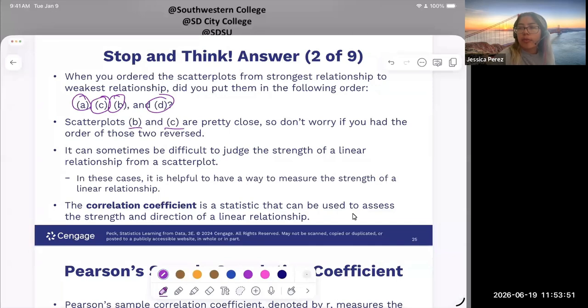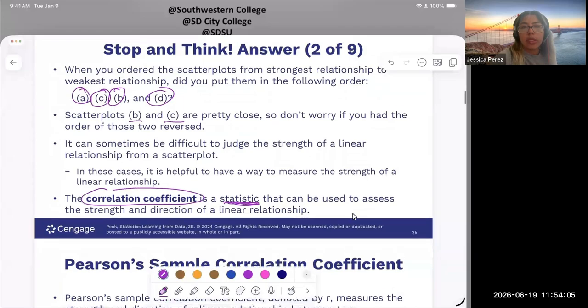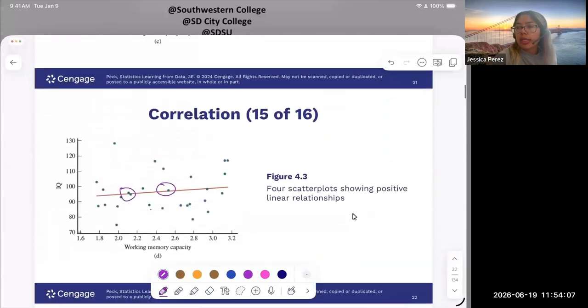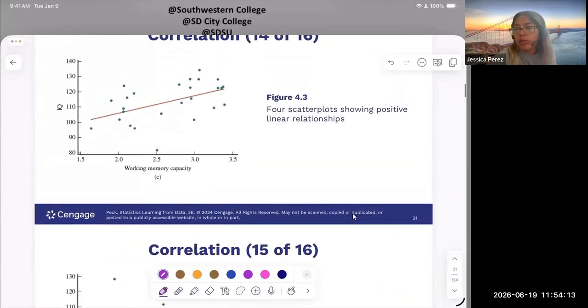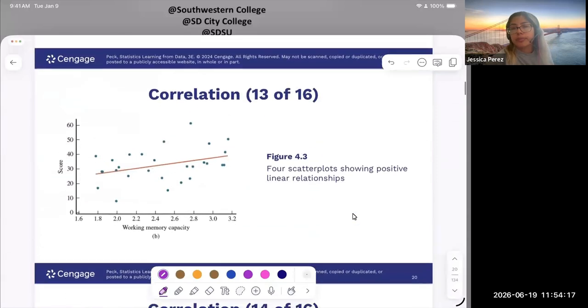But now we talk about something called the correlation coefficient. The correlation coefficient is a statistic, so it's referring to a sample, that can be used to assess the strength and direction of a linear relationship. So when we are looking at these cases, look at D. D has a good approximation, not so much C, and then also B.